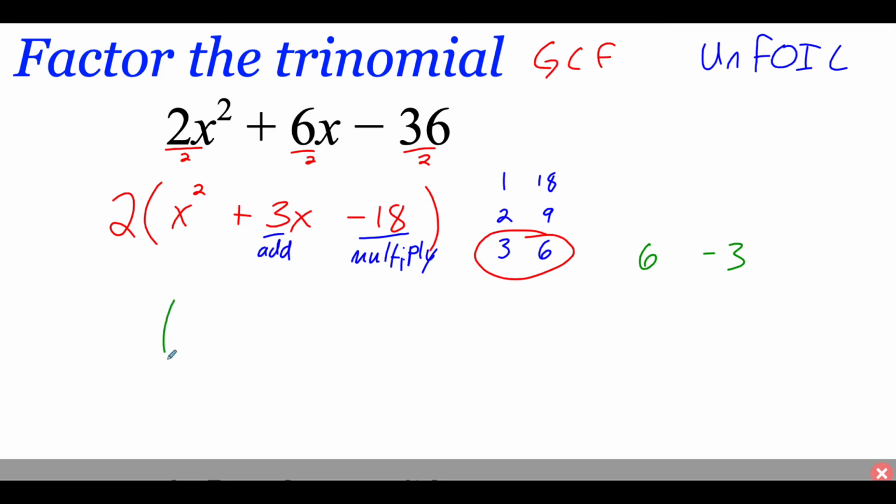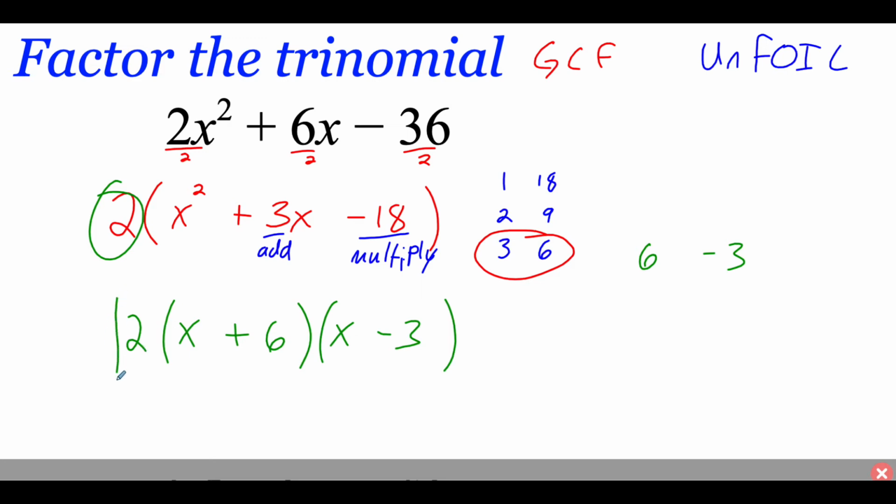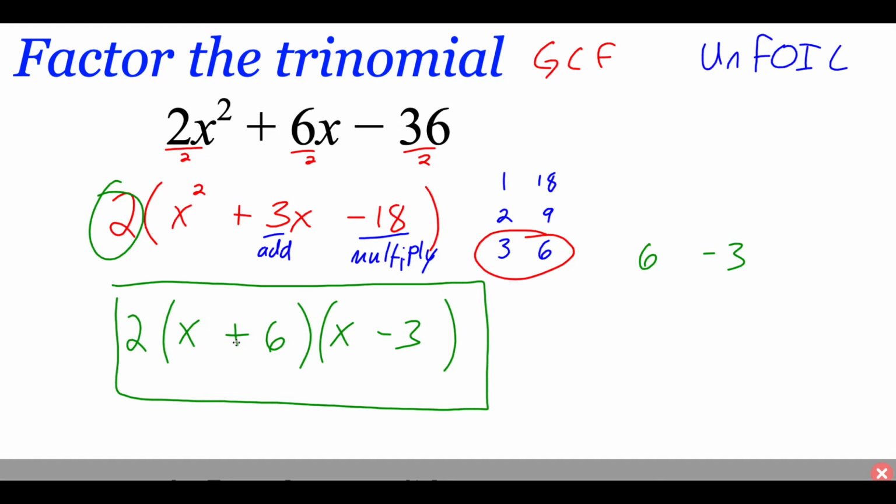So when I break this trinomial up into its two separate binomials, well, to get x squared, I need x and I need x. I just came up with a positive 6 and a negative 3, so I'm going to go plus 6 and minus 3. But I also can't forget about that GCF that I took out at the very beginning. That 2 is still technically out in front of these binomials. So my final answer, the fully factored out form here, is 2 times x plus 6 times x minus 3.